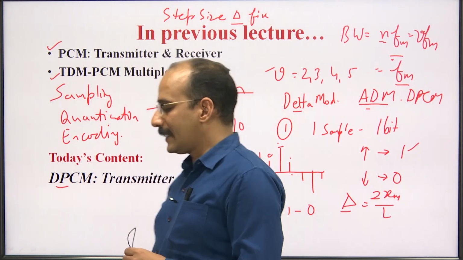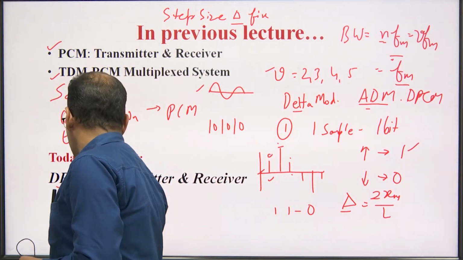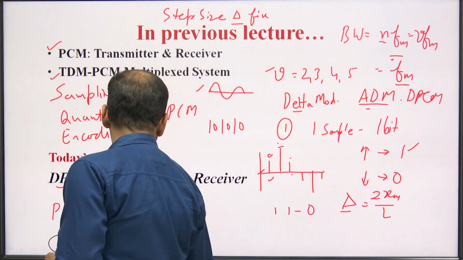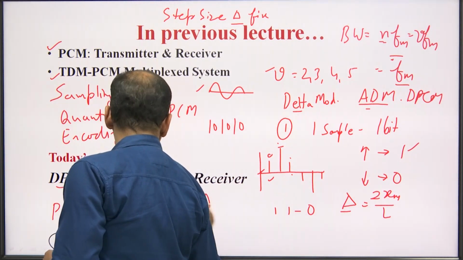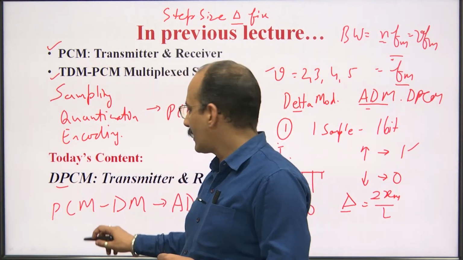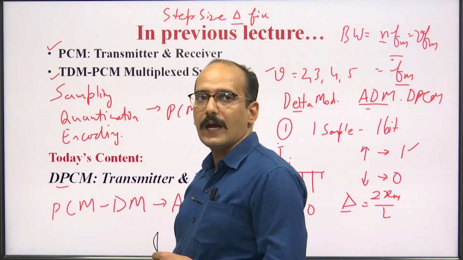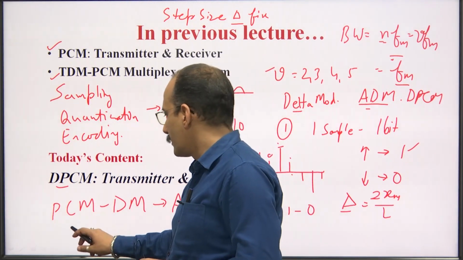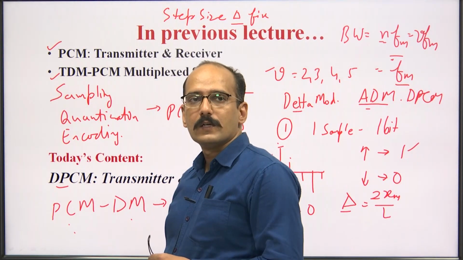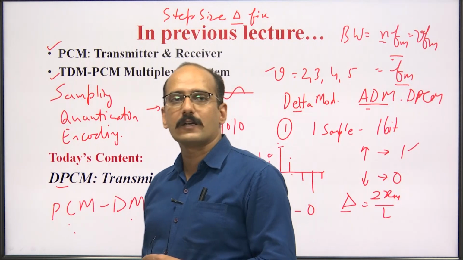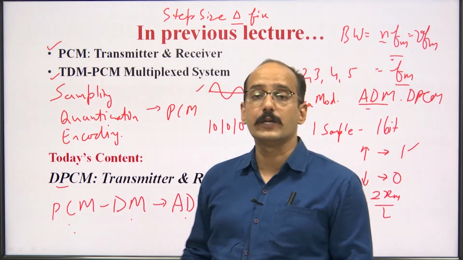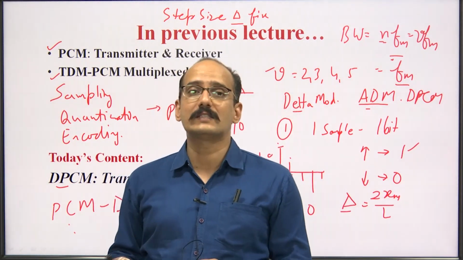So these are the three techniques: PCM, DM, then ADM. Each technique resolves the disadvantages of the previous one and gives a new technique. The bandwidth requirement is decreased by DM, and the slope overload distortion and granular noise problems are overcome by ADM, but now a new problem arises. What is that problem?